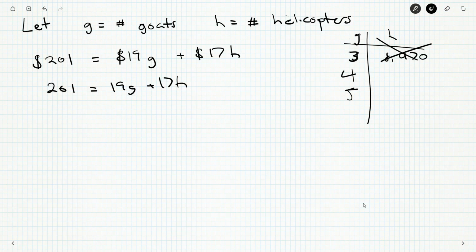And making a chart like this is fine, especially if you're sort of lost and you don't know exactly how to start solving something like this. That is a fine thing to do. We're not going to need to do it.